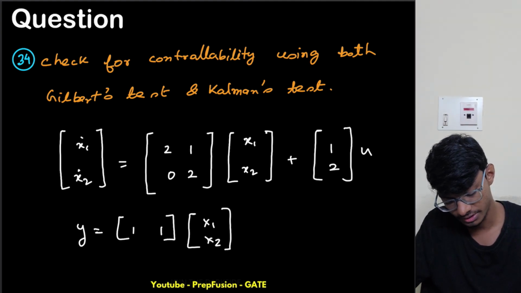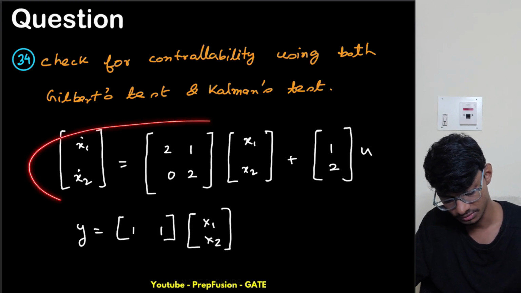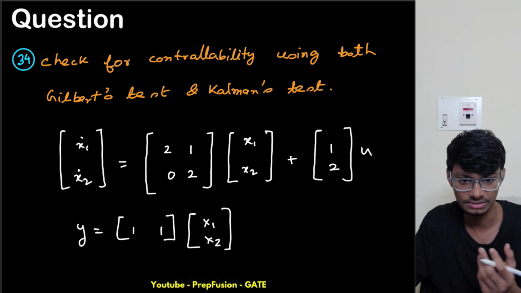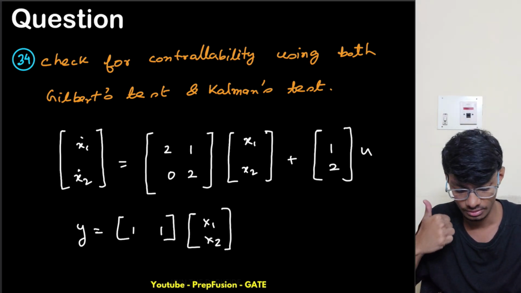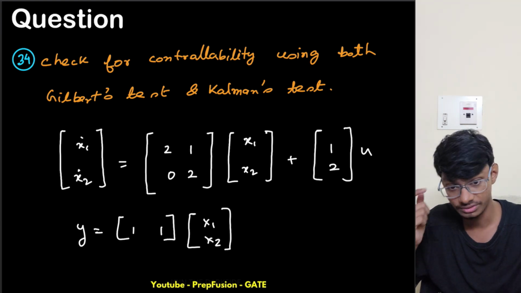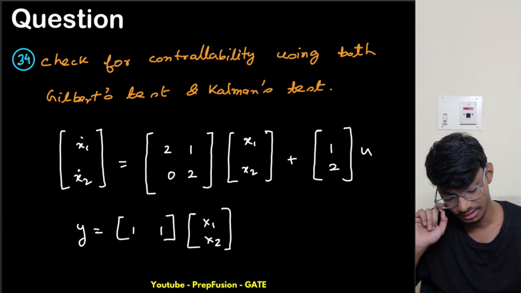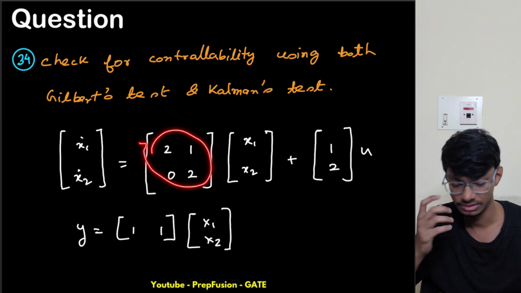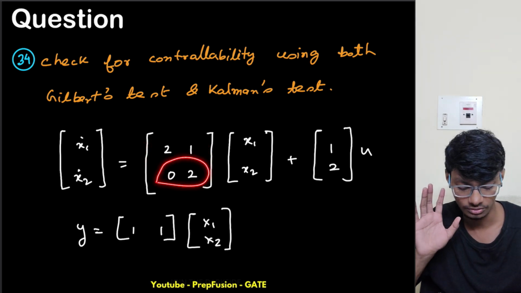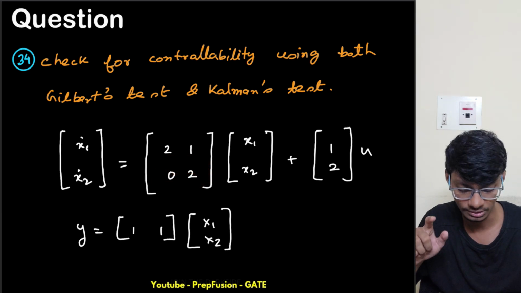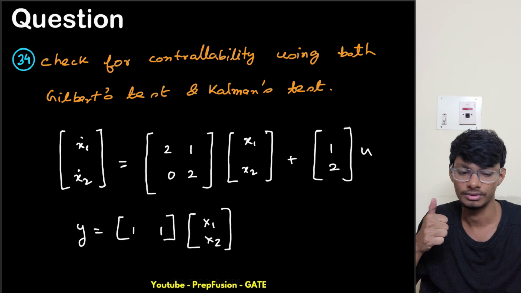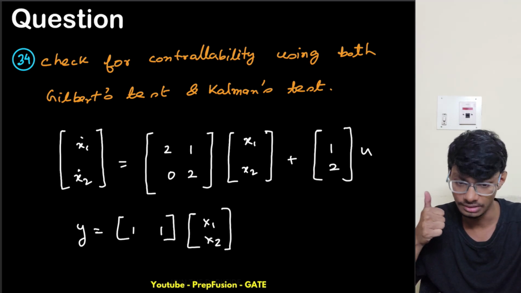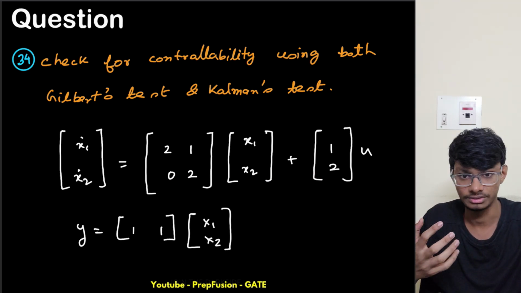We have to check for controllability using both Gilbert's test and Kalman's test for this particular state space representation. If I apply Gilbert's test, it is easy. What do I see? This itself is a Jordan block, and for the repeated eigenvalues we have only one Jordan block, and corresponding to the last row it is non-zero. So my system would be controllable. This time my system will be controllable.